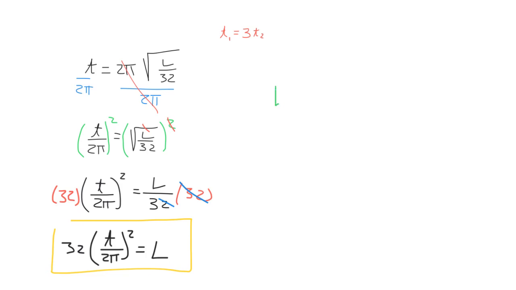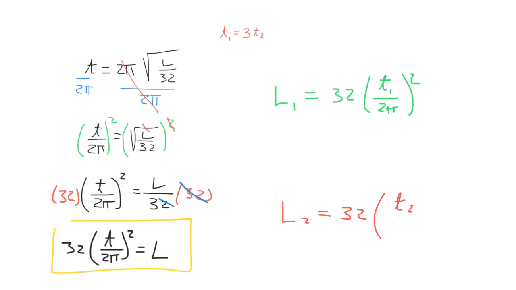So I'm going to do that right now. We're going to have an equation for L1, and that's going to equal 32 times T1 over 2 pi, squared. I'm just putting the L on the left and the rest of it on the right. I'm also going to write L2, which is the length of the second pendulum, and that's going to equal 32 times T2 over 2 pi, squared.